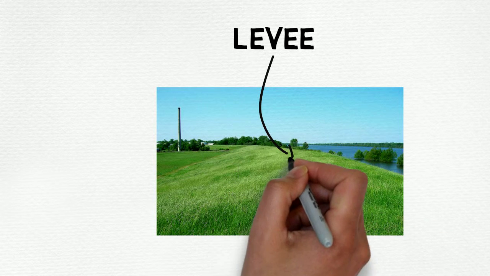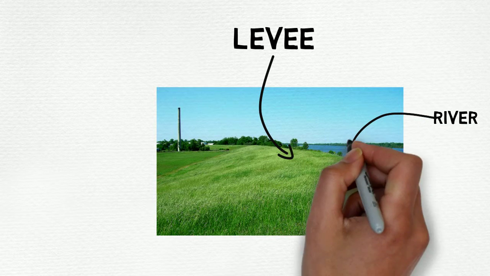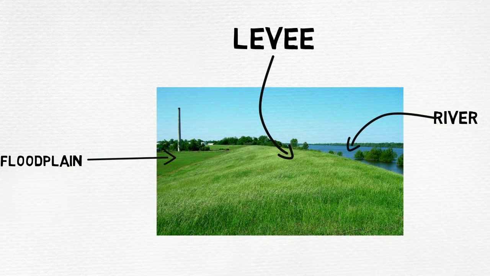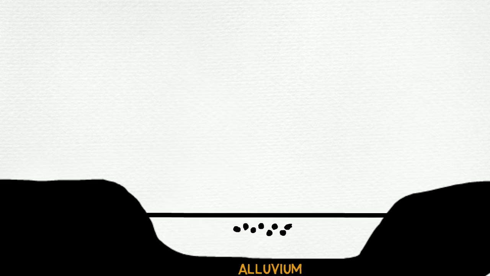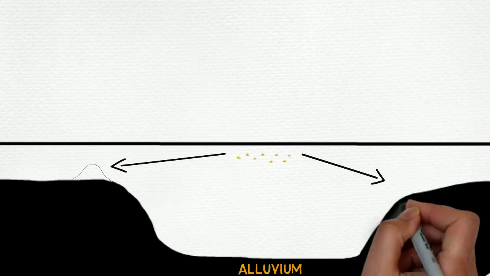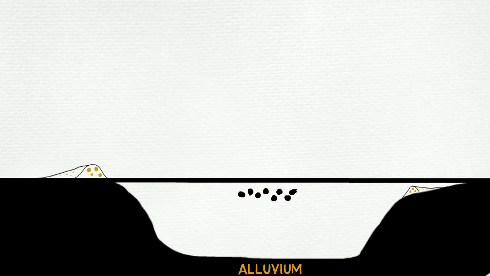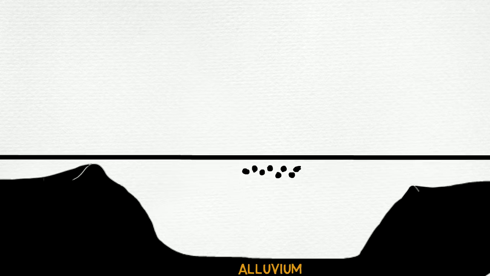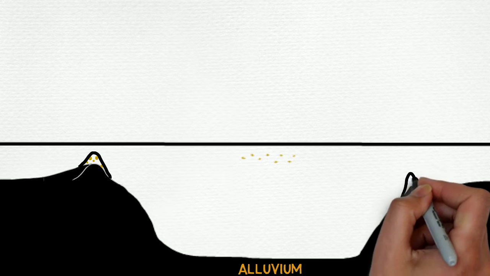What's a levee? A levee is a raised embankment beside the river. It's made of the heaviest alluvium. These levees are formed little by little every time the river floods. When rivers flood, the floodplain closest to the river gets the heaviest sediment left behind.